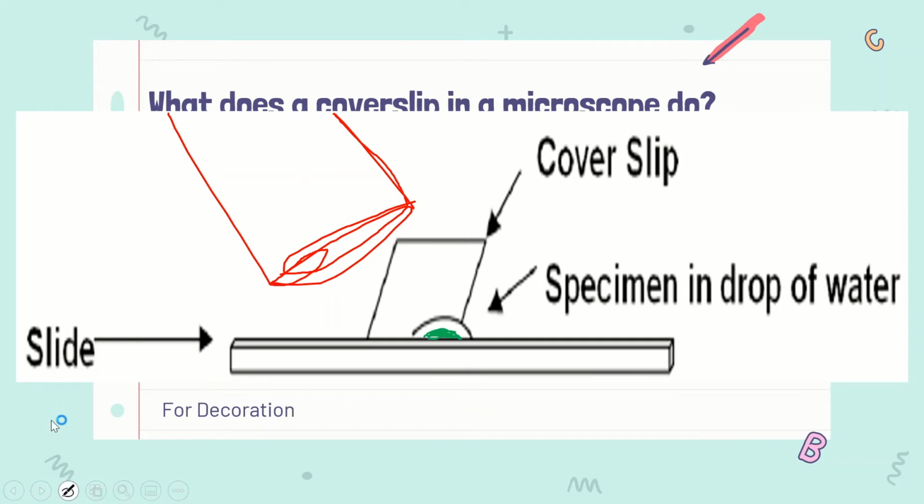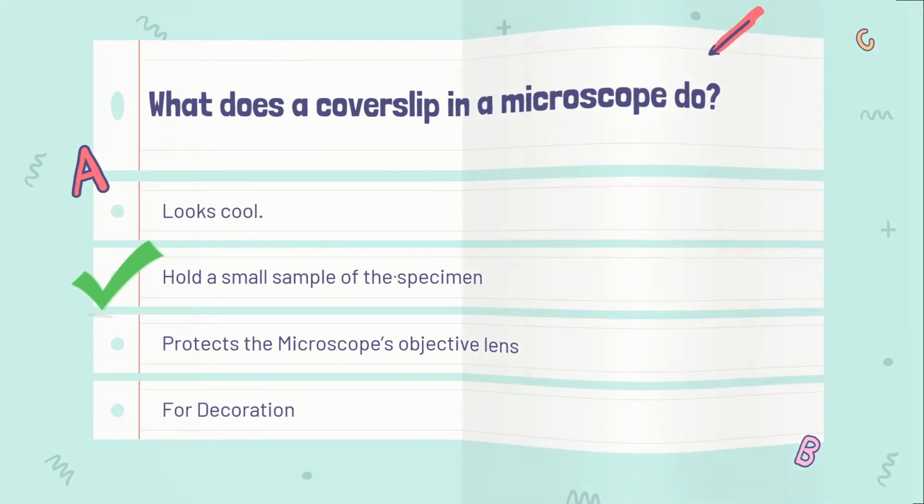Now this specimen is here. Okay, now we will put a drop of water on this specimen to make it clear. Now we will put a cover slip on it. Why? To hold it properly, in a fixed position, so that you can view this specimen properly. Okay, so this is how it is.